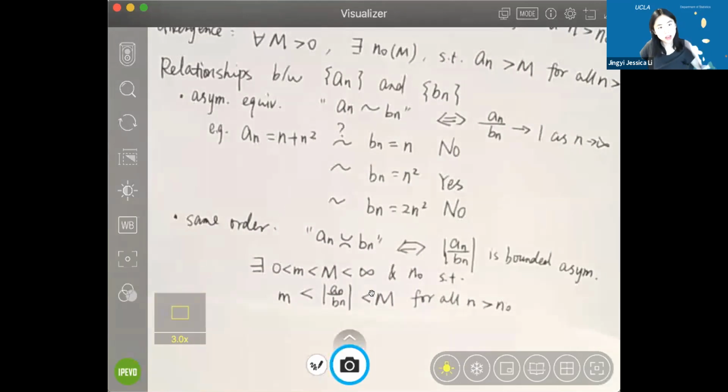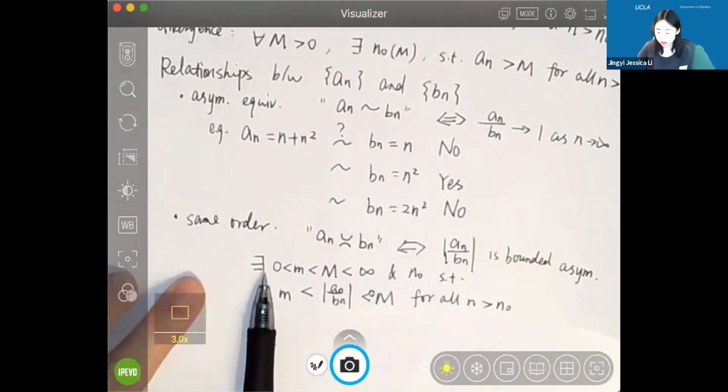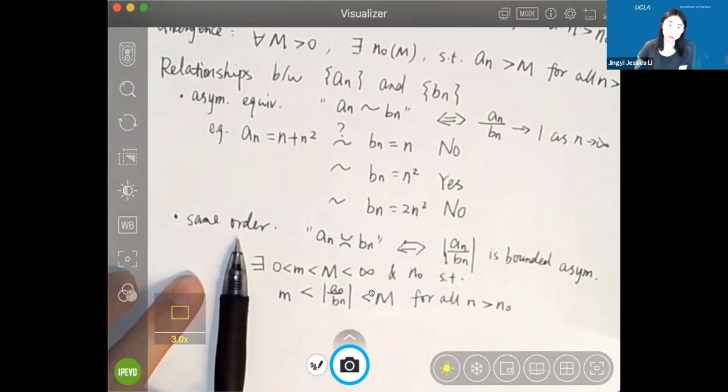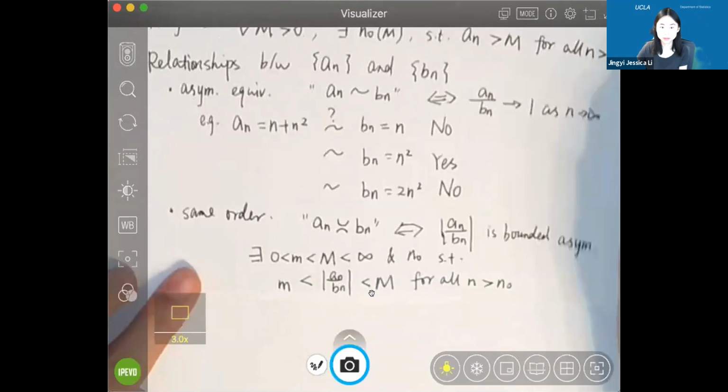So you see here, we're not talking about a limit. We're just talking about a bound. And for this bound, what we mean is that as long as we can find one set of bounds, lower m and big M, such that the later part of our sequence is contained in that bound, we can say asymptotically the ratio is bounded. Obviously, asymptotic equivalence is a special case of same order, and same order is more general. So let's come back to the previous example.